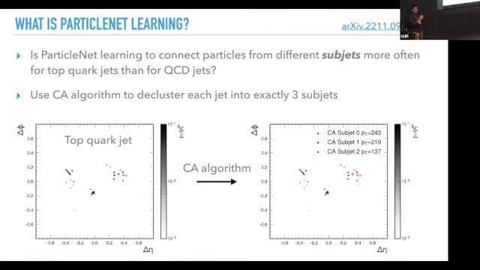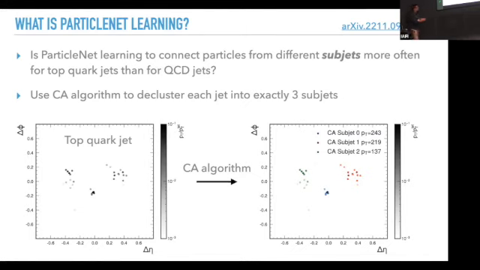In this case, it's being used for top quark versus QCD classification. We expect top quark jets to have 3 prongs, basically these 3 subjets that you see here that are easily identified. So the question we tried to formulate was, is ParticleNet learning to use these subjets in its classification?